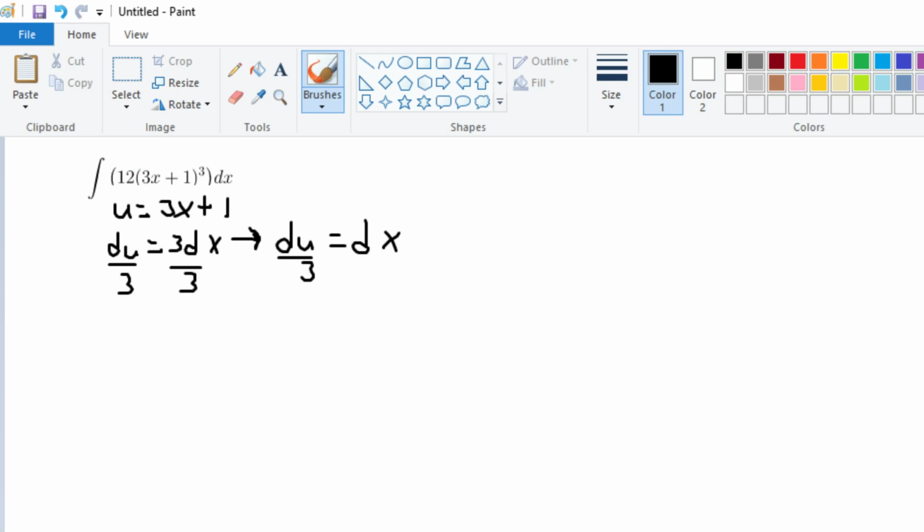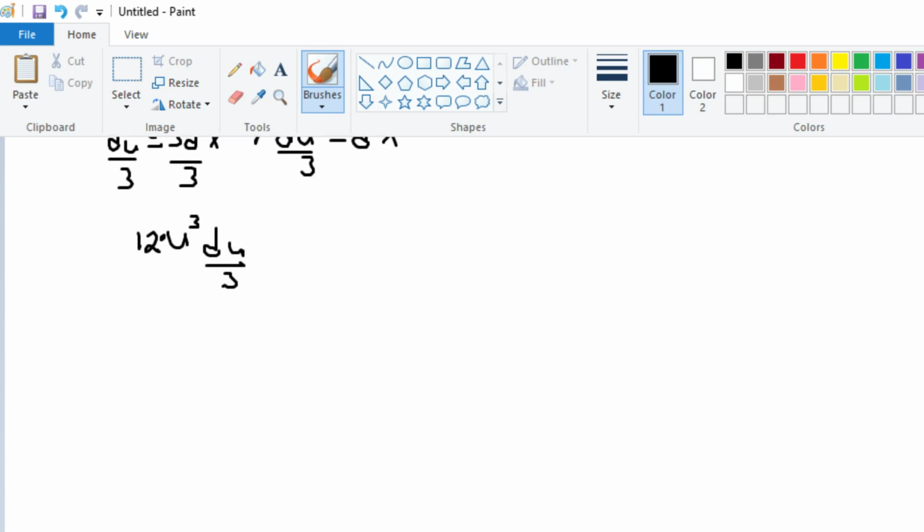Now we can go ahead and replace stuff. Here we go. We have our u. 3x plus 1 was our u. 3x plus 1, raised to the power of 3, and this was being multiplied with 12. And then we have our dx, which is now du divided by 3. And this is what we're going to integrate.